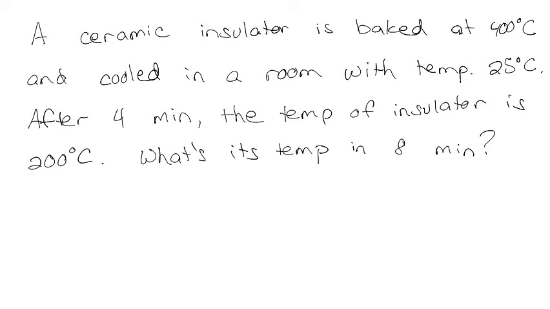Alright, so this is the problem we're going to look at. It says a ceramic insulator is baked at 400 degrees C, then you put it in a room at 25 degrees C. After 4 minutes, it gives you the temperature, and you have to come up with what the temperature is going to be in 4 more minutes. So we'll say a total of 8 minutes.